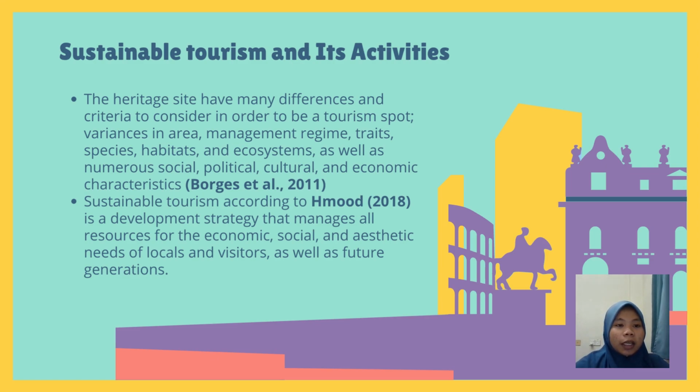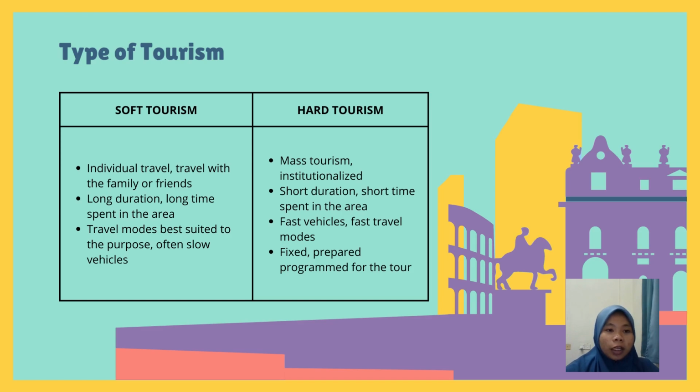So next is the types of tourism, of which there are two. The first one is soft tourism, which includes individual travel, which is travel with family or friends, with long duration and long time spent in the area, and the travel mode best suits their purpose and often uses a slow vehicle.